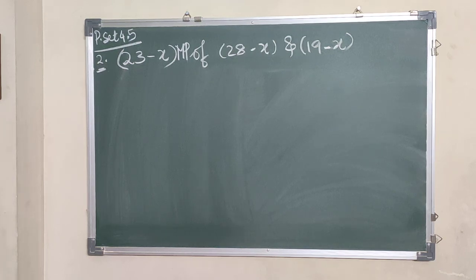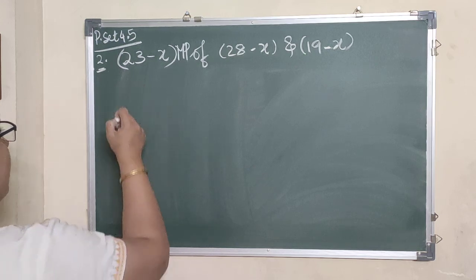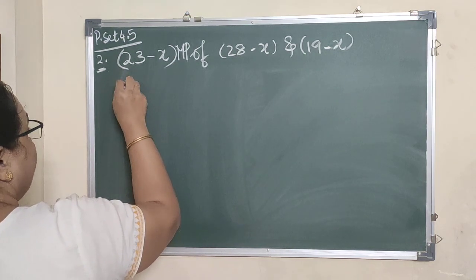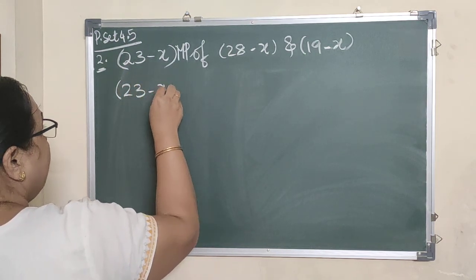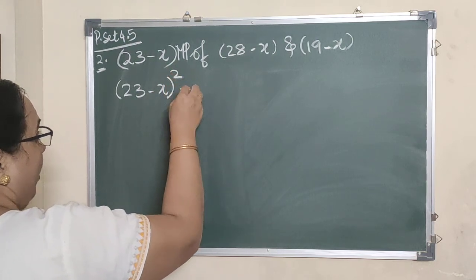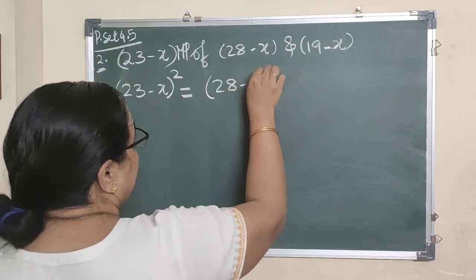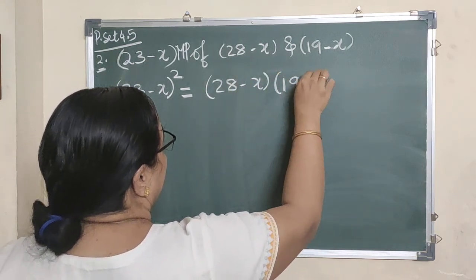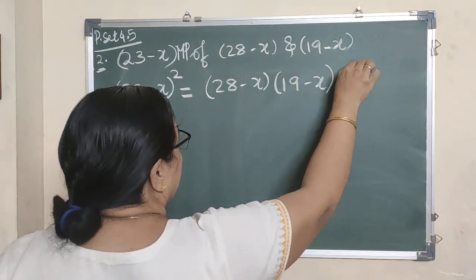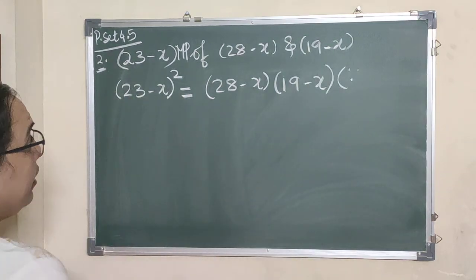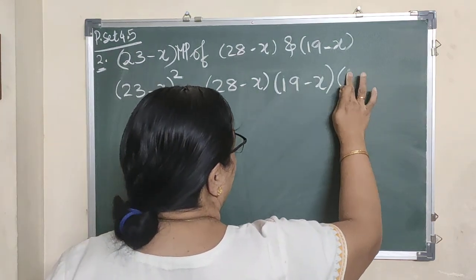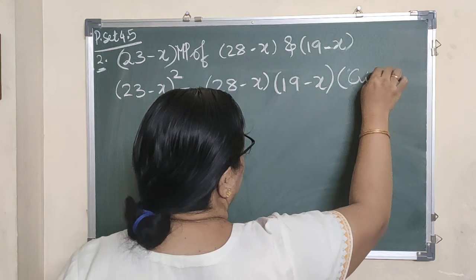That mean proportional square is equal to the product of the remaining two numbers. That means I have 23 minus x the whole square equal to 28 minus x into 19 minus x. Since it is given that it is a mean proportional, you can say directly, since it is given, you have this relation.